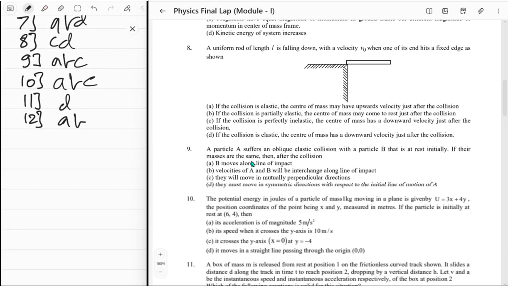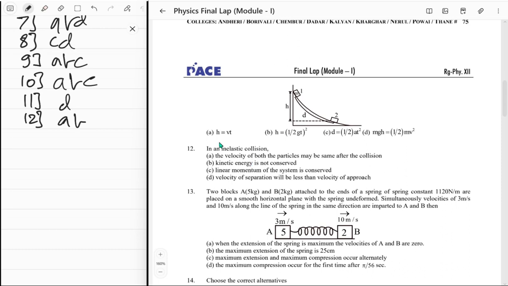दैट डिपेंड्स. Okay, 12th, in an elastic collision velocity of both the particles may be same after collision. Yes. Kinetic energy is not conserved. B is also correct. Linear momentum of the system is conserved. Yes, that's right. Velocity of the separation will be less than the velocity of approach.